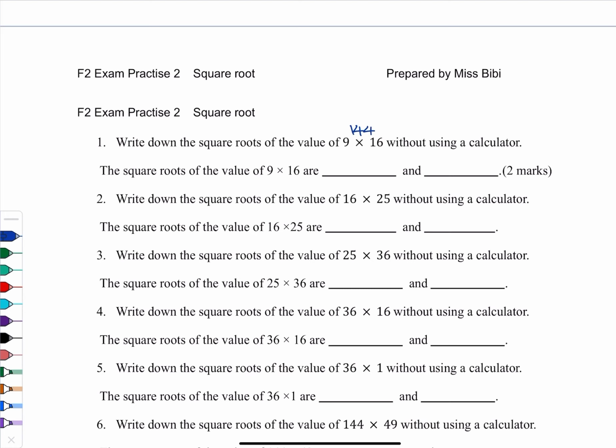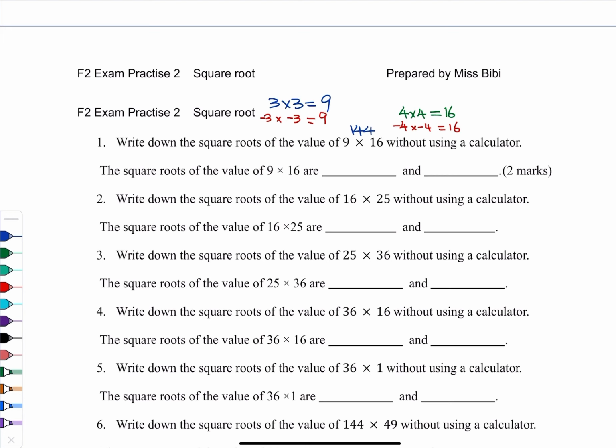For example, 3 times 3 is 9. So the square root of 9 is 3. How about the square root of 16? 16 is made by 4 times 4, right? But at the same time, -3 times -3, you can also make it as 9. And -4 times -4, you can also make it as 16.